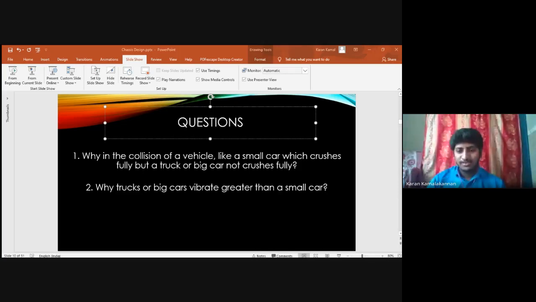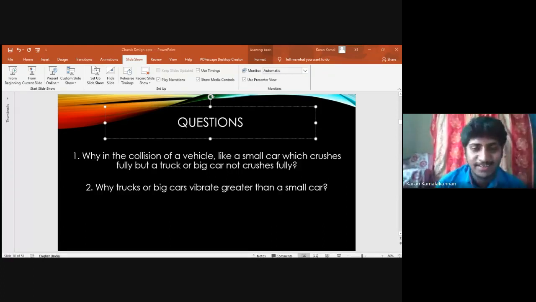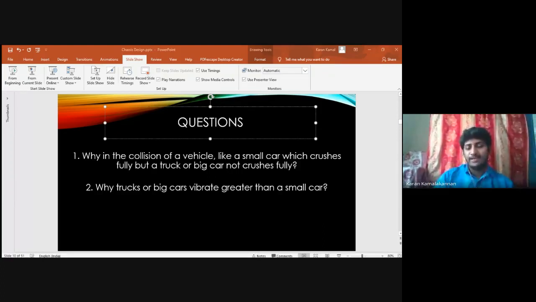Force distribution. Trucks have a stronger frame. Yes, trucks have a stronger frame. You are very near to the answer, but I need a precise answer. Weight and size, surface area. Can I expect answers, or can I reveal the answer to you? Okay, I will reveal the answer: it is the type of frame which you are using in the vehicle.